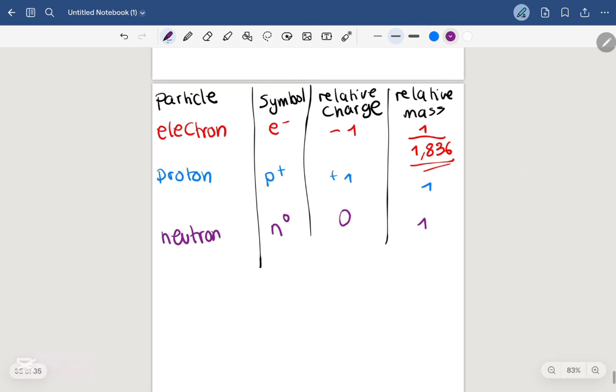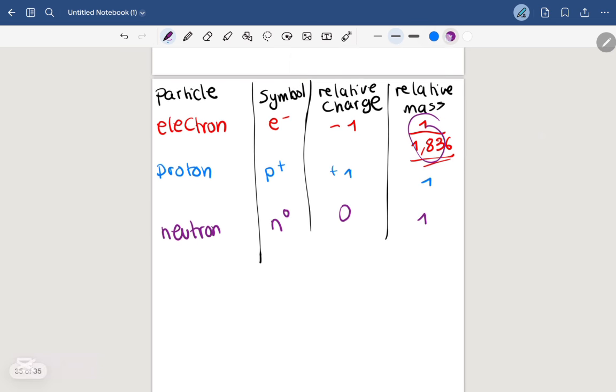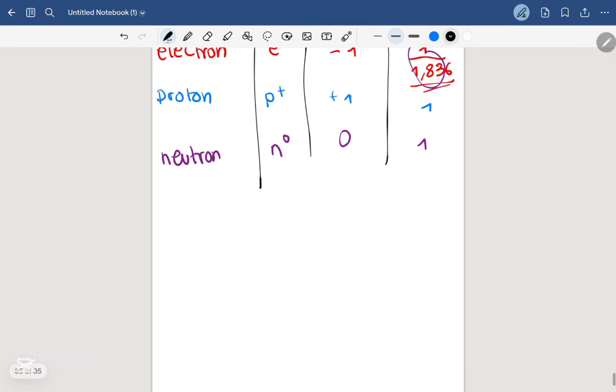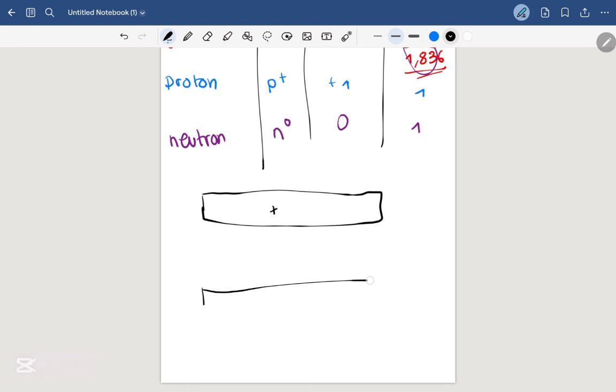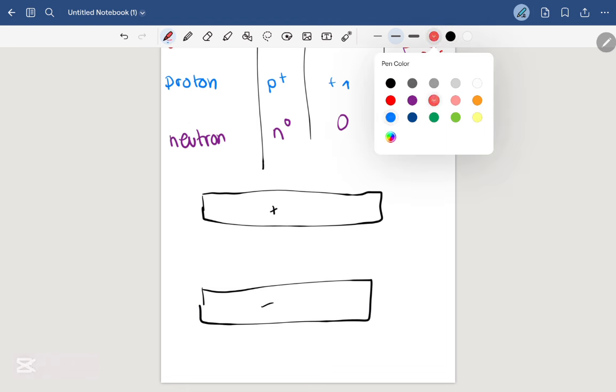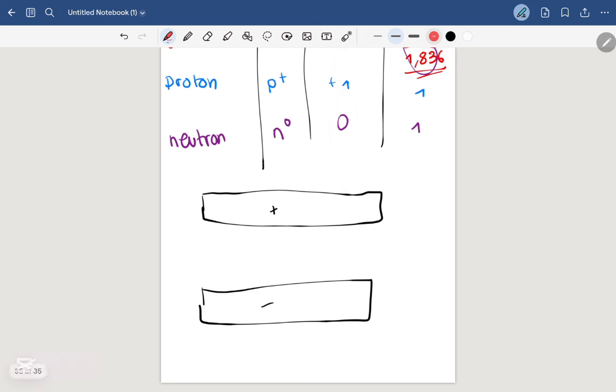Now, why did I say this was gonna be very important? Let us first of all sketch a diagram. Let us say we're dealing with an electric field, and we have a positive side over here and a negative side over here. And what do we shoot? We shoot an atom, right? We are shooting atoms.